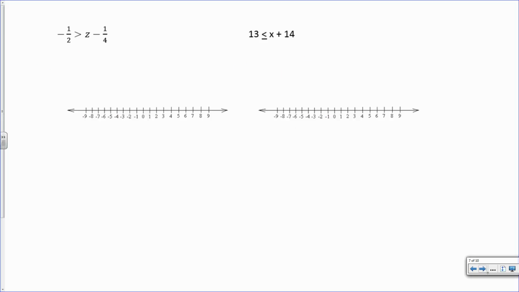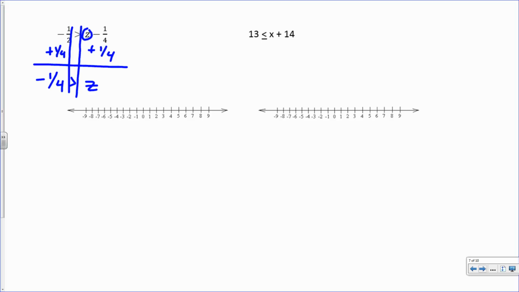I do have an interesting situation that arises. Let's look at this next problem together. When you draw your teeter-totter, you'll notice that your variable is on the right. And so to get my variable all alone, I'm going to add 1/4. When I do that, negative 1/2 plus a fourth leaves me negative 1/4. And that's going to be greater than z.